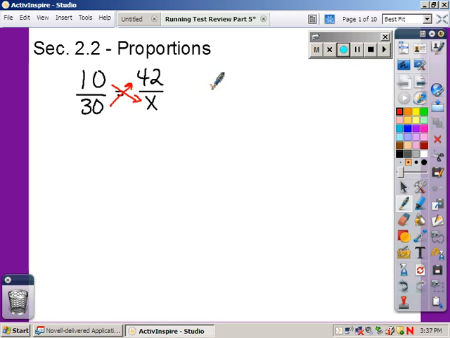You're going to get 10x equals 42 times 30, which is probably a calculator problem. So we get 1260. Then to get x, we just divide by 10 on both sides. We get x equals 126.